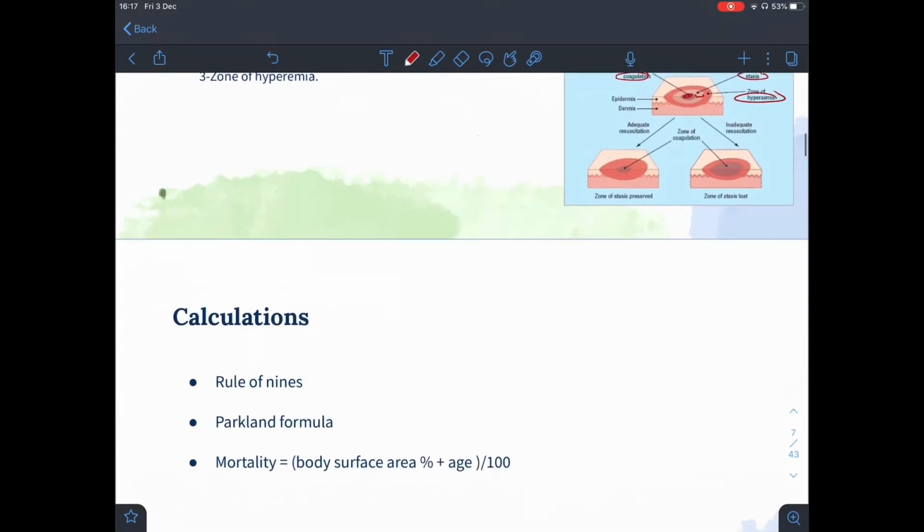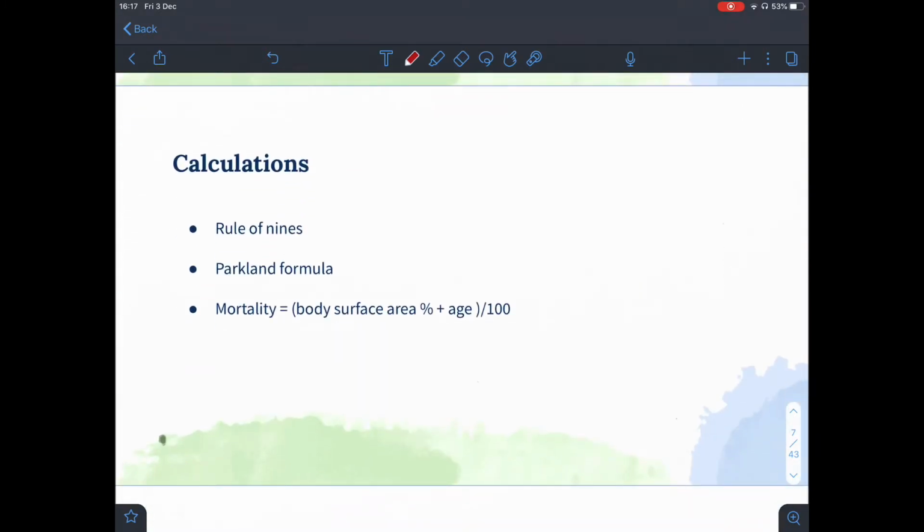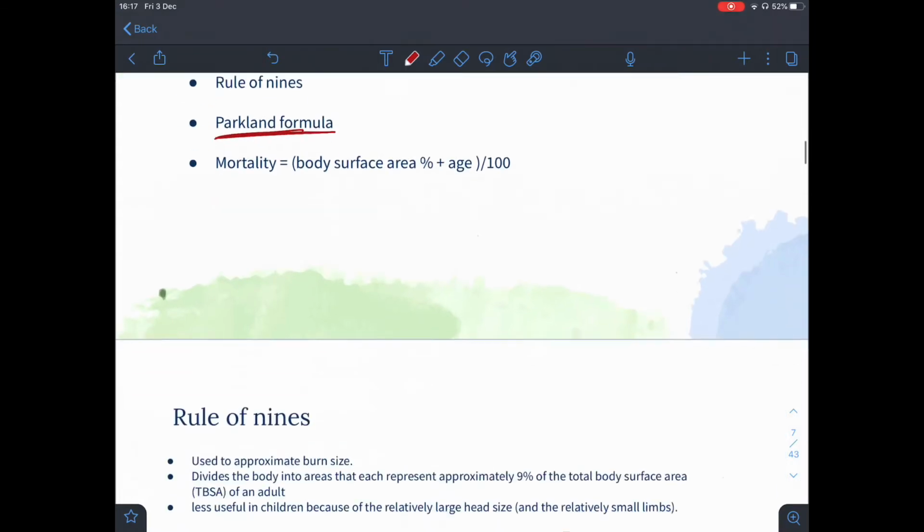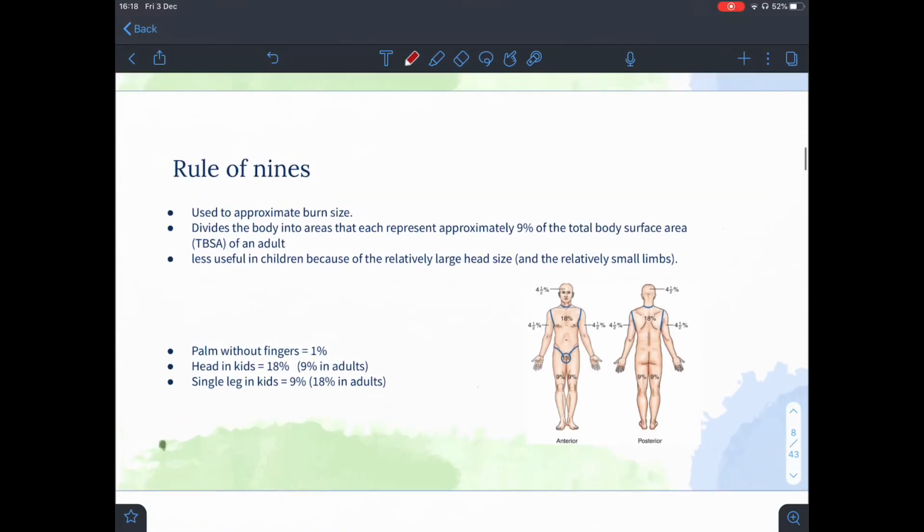طيب في معادلات we have to know. We have the rule of 9, we have the Parkland formula. هذا الثنتين أهم شيء، خاصة Parkland formula very very important, and the mortality. طيب أول حاجة rule of 9 استخدمها عشان to approximate الburn size. نقدر المساحة اللي غطاها الحرق في الجسم. So نقسم الجسم إلى areas that each represents approximately 9% of the total body surface area أو TBSA of an adult. ما نستخدمها كثير في children لأن النسبة مختلفة.